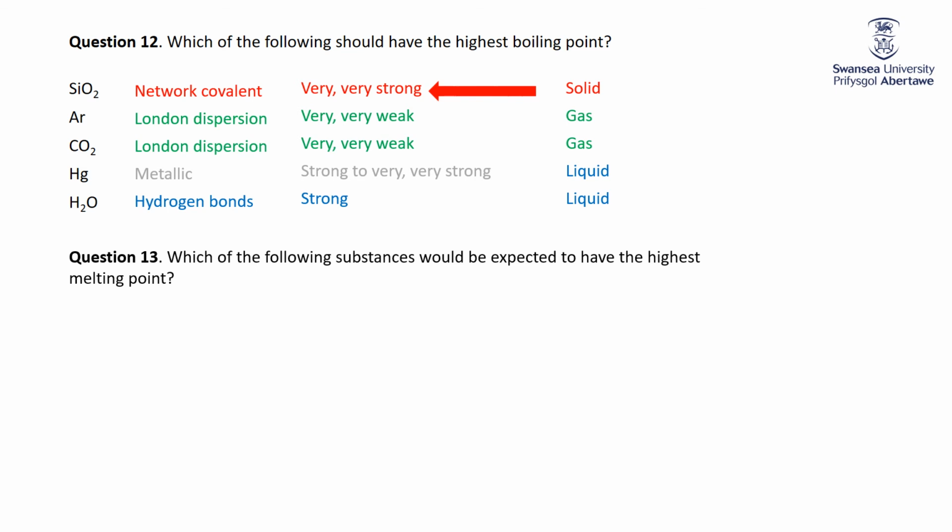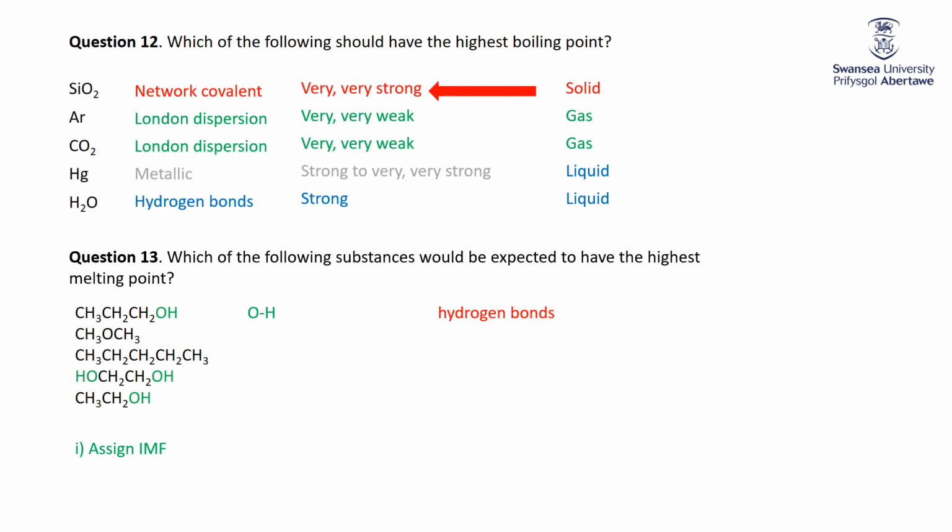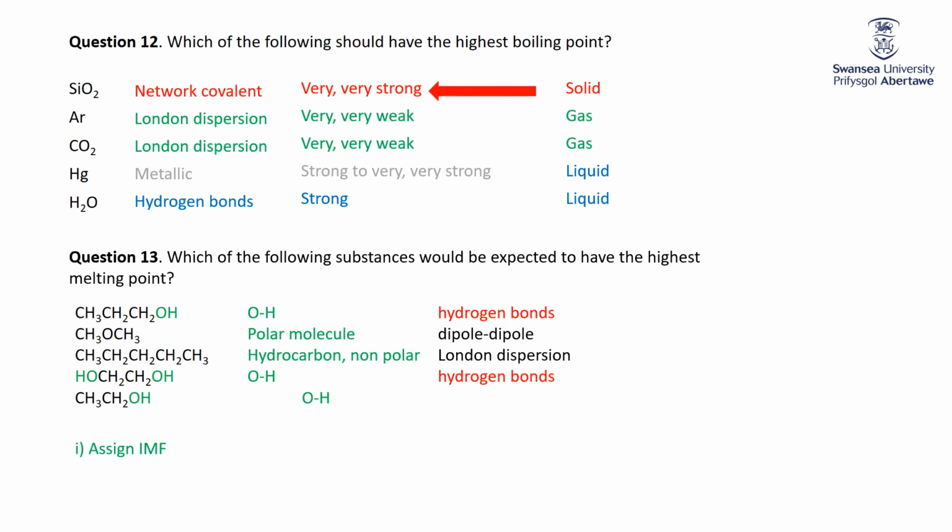Question 13, which of the following would we expect to have the highest melting point? So again, looking for the strongest interparticle forces. So we'll assign the IMFs. When you've got CH3, CH2, CH2OH, you've got an OH in there. So hydrogen bonding. CH3OCH3 is a polar molecule, so dipole-dipole. Pentane there is a hydrocarbon, so non-polar, has London dispersion. Then we've got OH, CH2, CH2OH. Well, we've got OH, so hydrogen bonds there, and CH3, CH2OH, again OH, so hydrogen bonds.